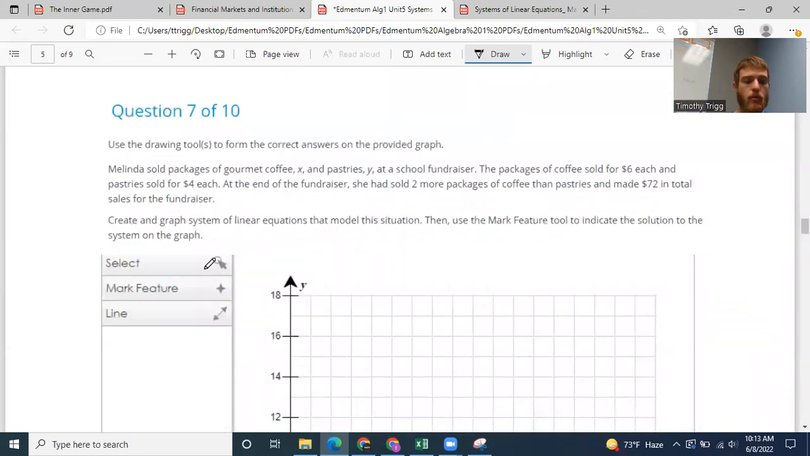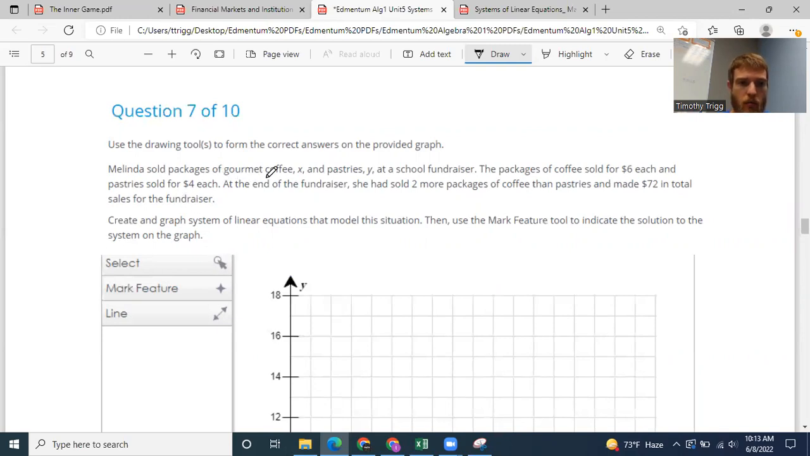Using the drawing tool, it's very similar to the one we did above, where you're going to use the line tool. To use the line tool, you just click on one point, drag to another point, and then it creates the line automatically. It does require click and drag. And then you're going to mark where the 2 lines intersect.